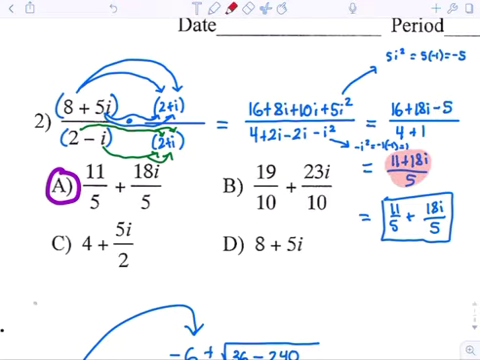You get 11 plus 18i over 5, and then to just split it, you just do 11 over 5 plus 18i over 5. And for that answer, you guys would have gotten A. So that's how you guys do number 2.